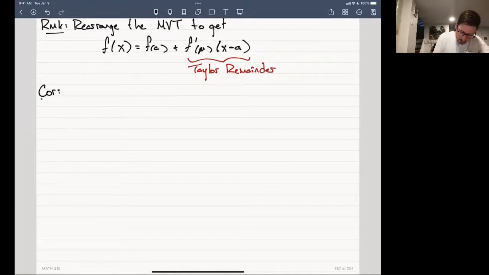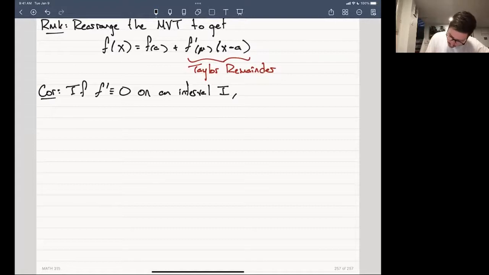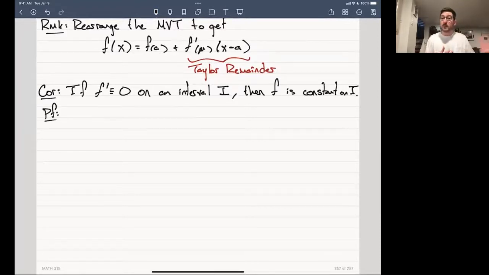Okay, let me give you the corollaries. There are 3 of them in a row. If your derivative is identically 0 on an interval, say I, then f is constant on I. So if your derivative is 0, the only way this is possible is if your function is constant. You know that this goes the other way too: constant functions have 0 derivative. Now I'm saying, imagine I give you a function and tell you its derivative is always 0, then that function had to have been constant.